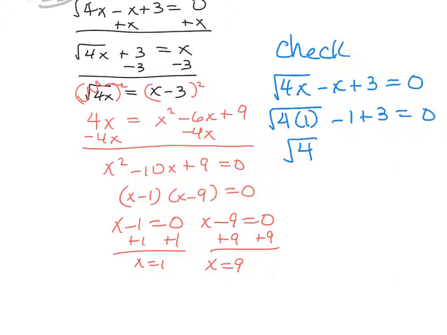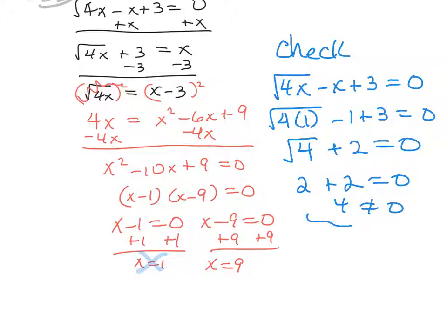4 times 1 is 4. I can go ahead and simplify 1 minus 3 and get plus 2. Square root of 4 is 2. 2 plus 2 is 4. 4 is not equal to 0, so the solution of x equals 1 does not work.